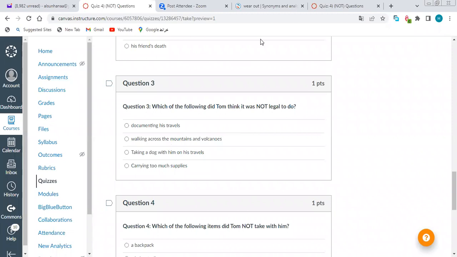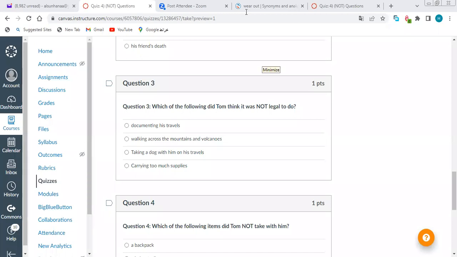Show your answer. كده احنا عملنا cross out، استبعدنا 1 and 2. We still have 3 and 4. Show your answer. Taking a dog with him or carrying too much supply. Yes, that's right. Okay, sure, perfect.